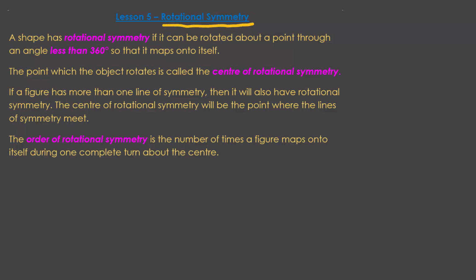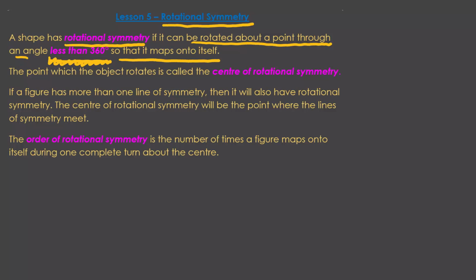Rotational symmetry. A shape has rotational symmetry if it can be rotated about a point through an angle less than 360 degrees so that it maps onto itself. The less than 360 degrees is important here.